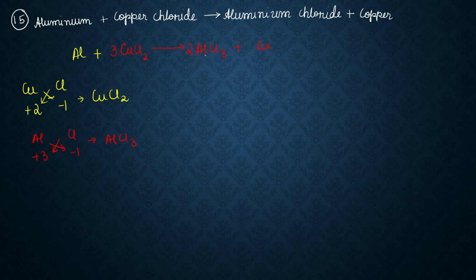Now aluminium is 2 on the product side. So on the reactant side I'll multiply the number of aluminium by 2. And if you observe copper on the reactant side it is 3. On the product side also I'll make it 3. So this is the balanced form of this particular equation. Now let's move on to the next question.